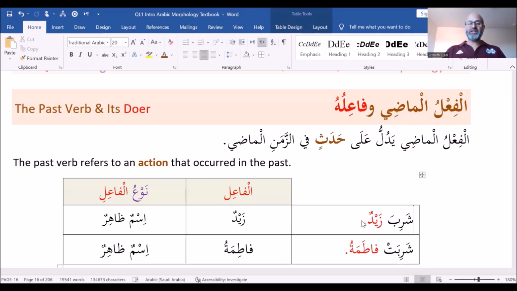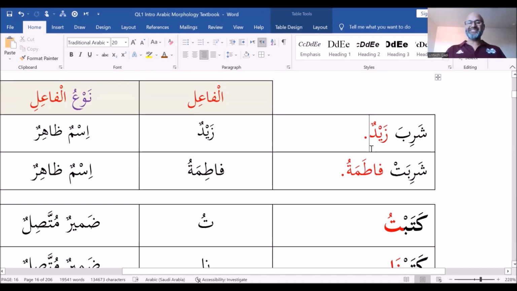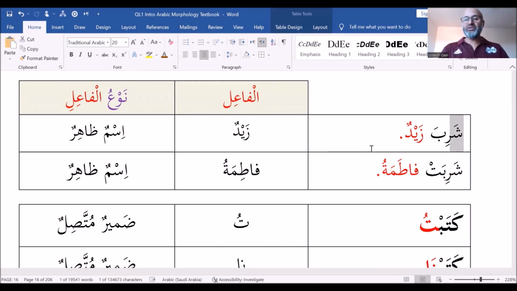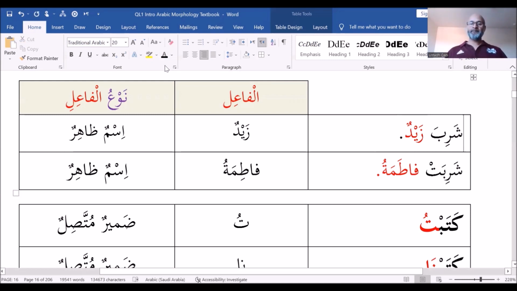Shariba Zaydun, if you look at Shariba Zaydun, it's a two-word verbal sentence. The minimum number of words needed to make a grammatically valid sentence is two. If it's a verbal sentence, you need fi'l, shariba, and fa'il, doer, after it. So this two-word combination, fi'l followed by the fa'il, is a bare bones minimum simple Arabic verbal sentence. The nominal sentence also requires two words, and they are subject and predicate, but we're not talking about that in this unit.